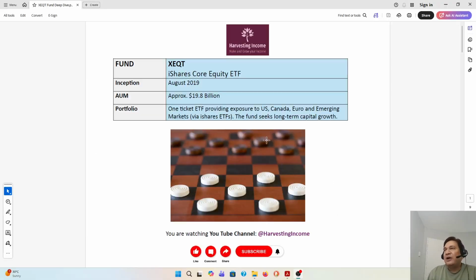Okay, to give you a quick background, this is the iShares Core Equity ETF, XEQT, and the fund was launched back in August 2019. It's a very large fund, approximately 19.8 billion in assets, and this provides the one ticket solution, just like I explained before, by providing exposure to North America, US, Canada, Europe, emerging markets, etc.